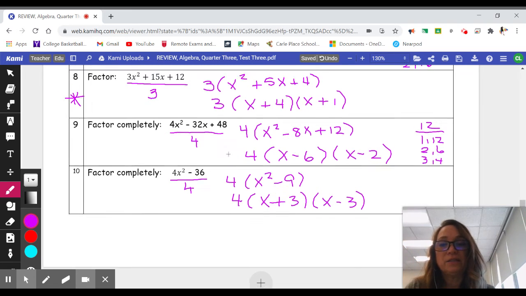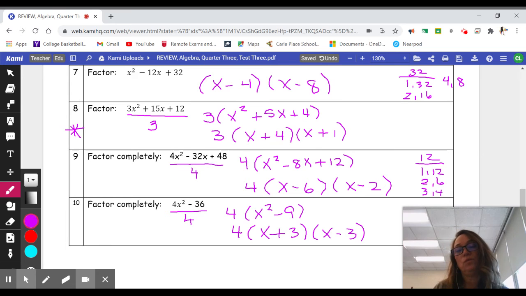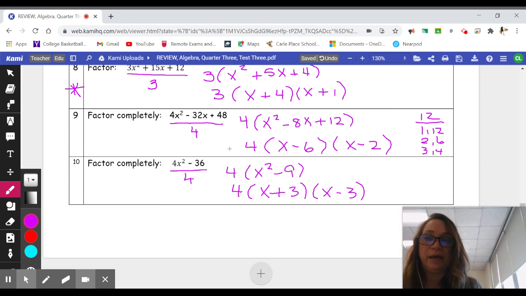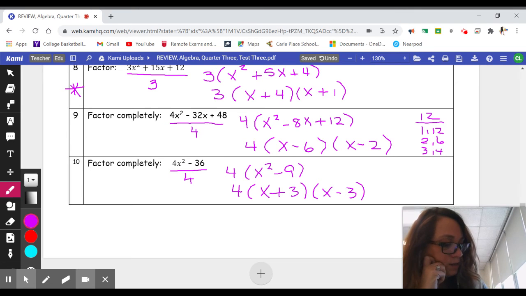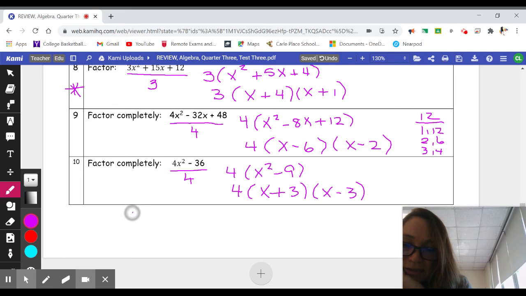So that's that. All right, so I'm going to go back and give you a different one for number 8, okay? So you're just going to take a second here. All right, so I'm going to do 6x squared plus 7x minus 5.